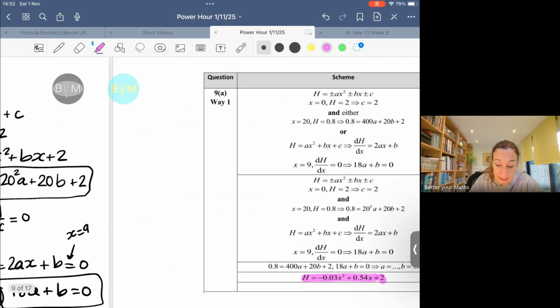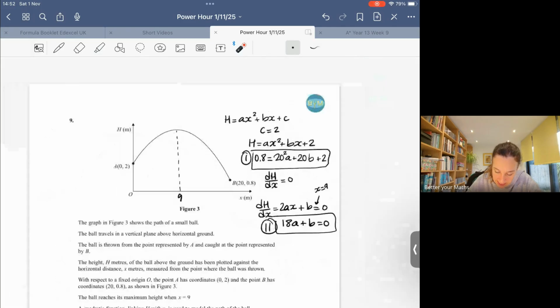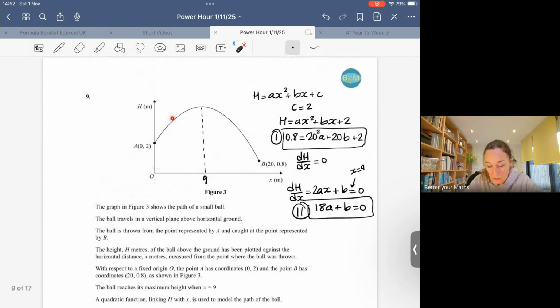If we have the maximum, so if we know the y coordinate here, we will use the completed square form and we will have it in 30 seconds. Now, give one limitation of the model. I'm going to show you the mark scheme. In these questions where you are modeling the trajectory of something, usually a ball or a stone flying in the air, in real life it's going to be very close to a parabola, to a quadratic, but not always perfect, for different reasons.